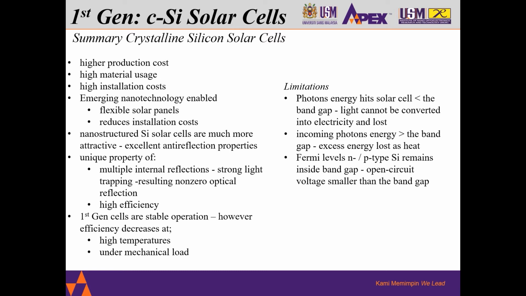These first generation solar cells have stable operation. However, the efficiency decreases at high temperatures or under mechanical loads. The limitations for single crystalline solar cells include: when photon energy below the band gap hits the solar cell, the light cannot be converted into electricity and is lost. Incoming photon energy above the band gap results in excess energy that is lost as heat. The Fermi levels of N or P type silicon remain inside the gap. Thus, the open circuit voltage is smaller than the band gap.